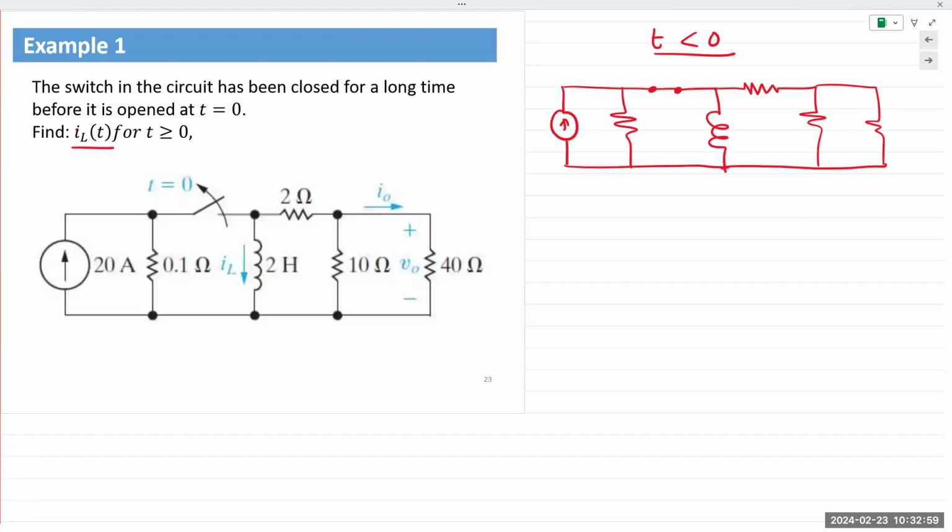So if the switch was closed prior to t equals 0, and again, the keywords here are a long time. Remember what I said about a long time. A long time simply indicates the system is at steady state. The inductor is at a steady state because enough time has elapsed in the past that the inductor has reached full charge.